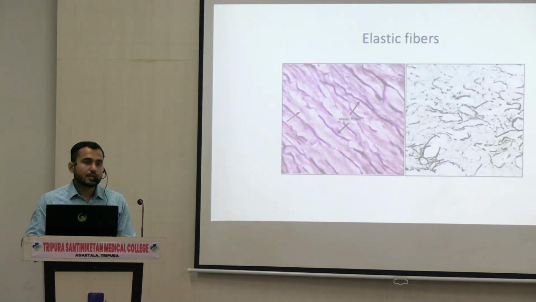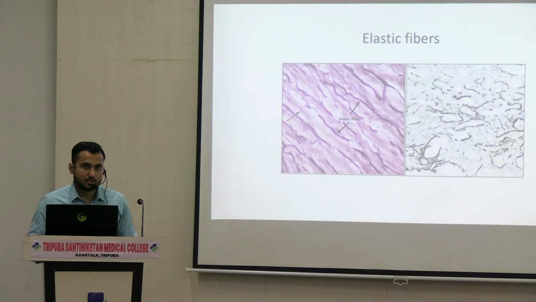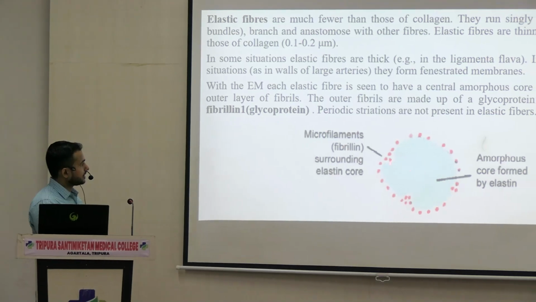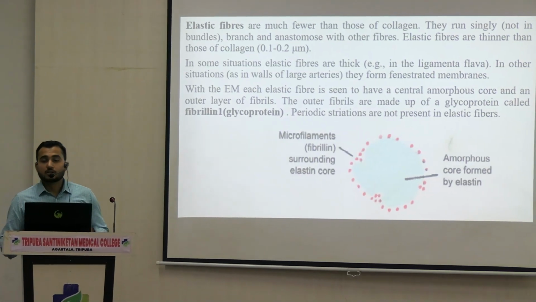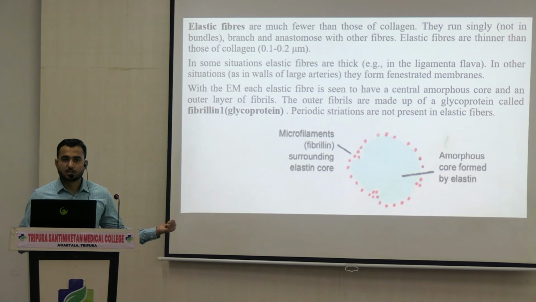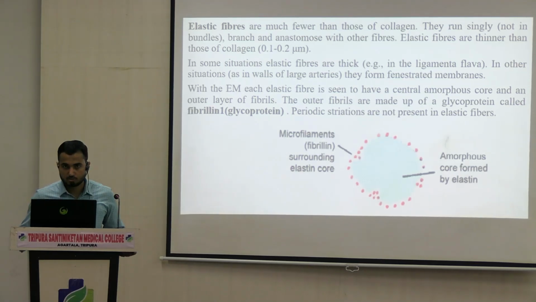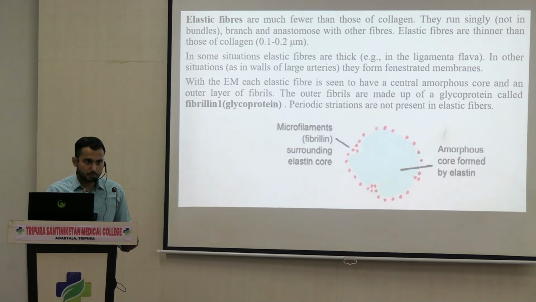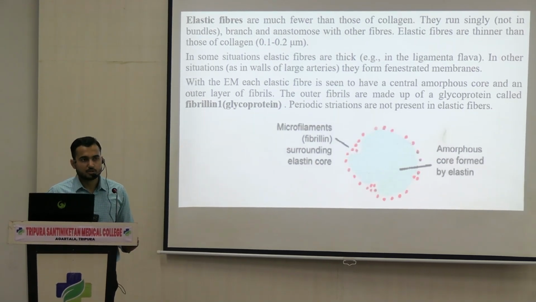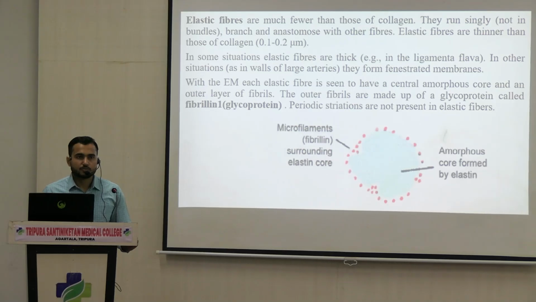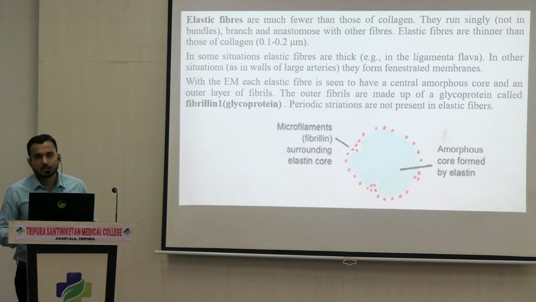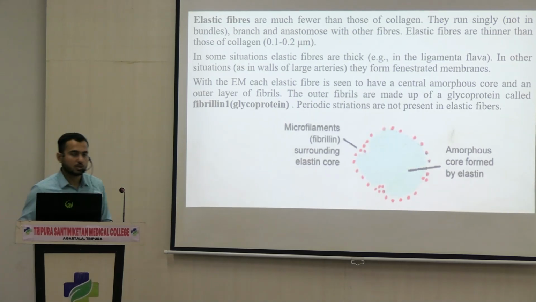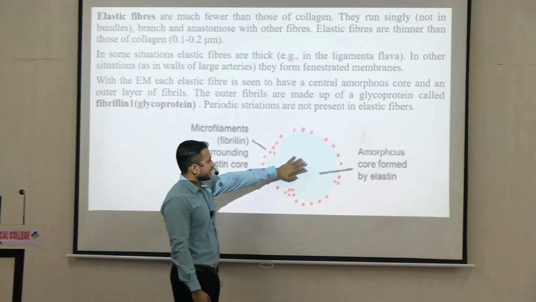Now, what will be the microscopic structure of the elastic fiber? Let me show you the diagram of the microscopic structure. Here microscopic structure means EM structure, electron microscope structure, because under a normal compound microscope you can't see the proper shape of the elastic fiber. For that we need an electron microscope. Under the electron microscope, if you see the elastic fiber, first of all it has a central amorphous core. Here you can see this central amorphous core.